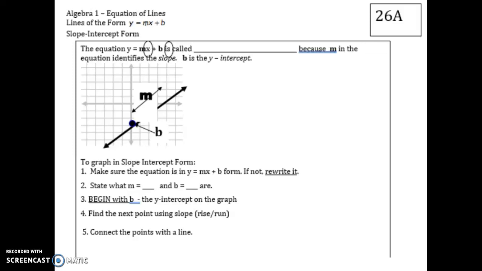Today we are going to talk about equations of lines in slope-intercept form. Slope-intercept form is always in the form of y is equal to mx plus b. And it's called slope-intercept form. So let's fill out our notes, slope-intercept form.